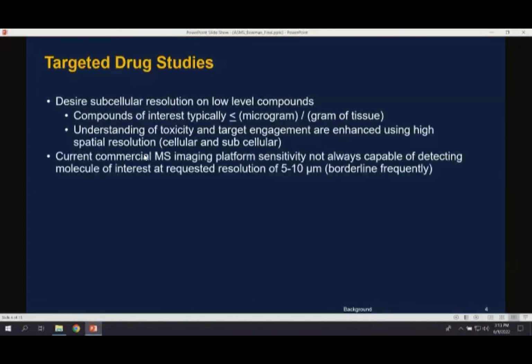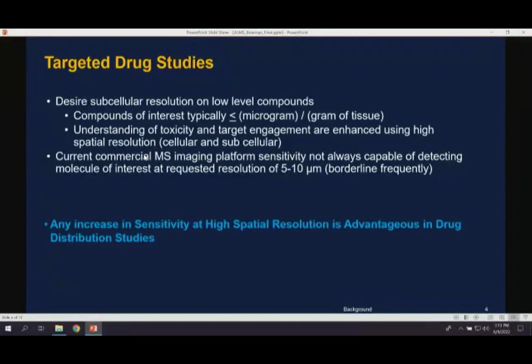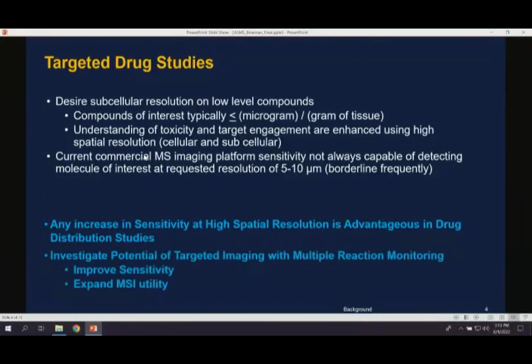Our current issue is that with most of the commercial MS imaging platforms we're using, the sensitivity is not always capable of detecting the molecule of interest at the requested resolution of 5 to 10 microns. And often it's very borderline. So for us, any increase in sensitivity at high spatial resolution is advantageous, up to and including throwing out everything else. And so we're looking to investigate the potential of targeted imaging with multiple reaction monitoring to help us improve sensitivity and expand our MSI utility.